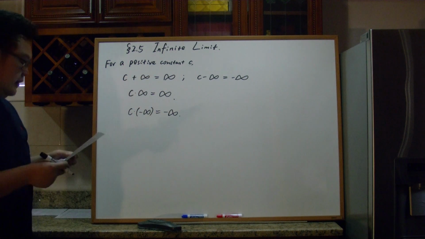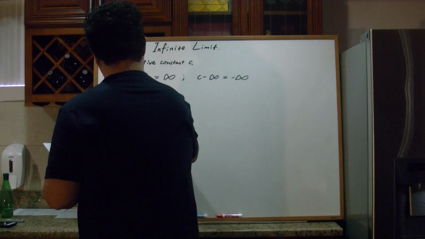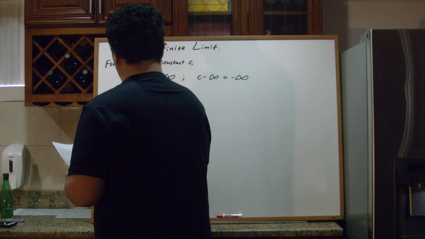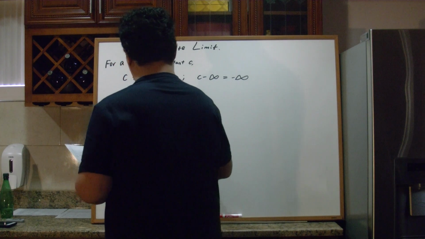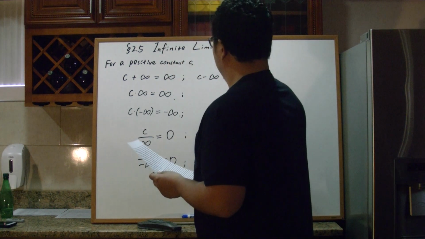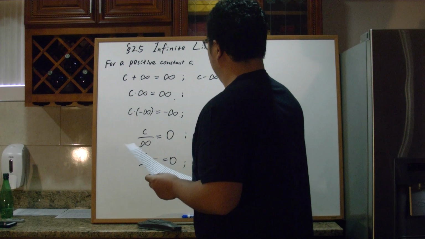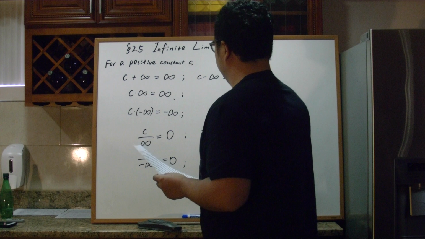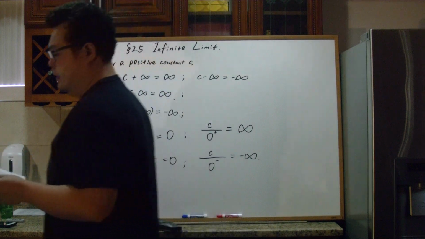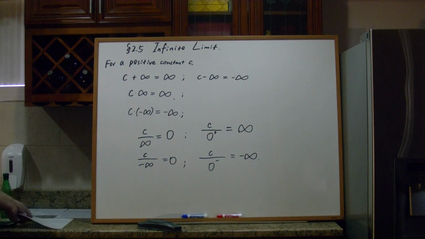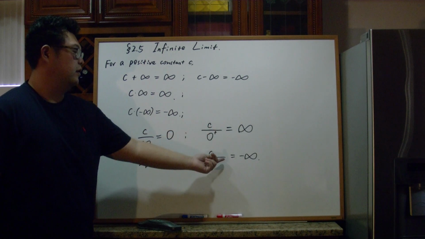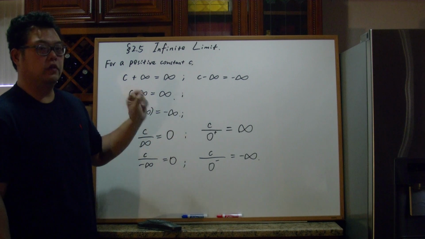So we have a positive constant C. And C over infinity equals 0. When it's over negative infinity, it's still 0. When C is over a positive 0, that is positive infinity. When C is over a negative 0, that is negative infinity. Right? That's positive 0 and negative 0, meaning 0 approached from the right side or from the left side, which is still not exactly 0.